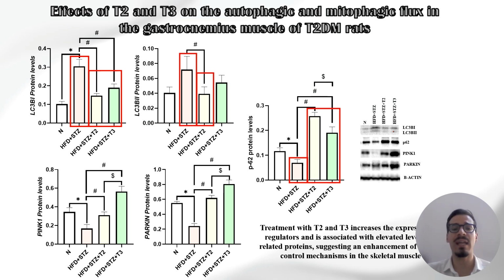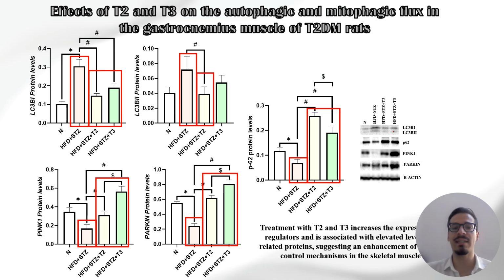To specifically evaluate mitochondrial clearance, we analyzed the expression of the mitophagy regulators PINK1 and parkin. Diabetic rats showed a marked reduction in the expression levels of both proteins compared with control animals, suggesting an impaired ability to selectively eliminate damaged mitochondria. Administration of T2 and T3 significantly increased the expression of both PINK1 and parkin, indicating a restoration of mitophagy.